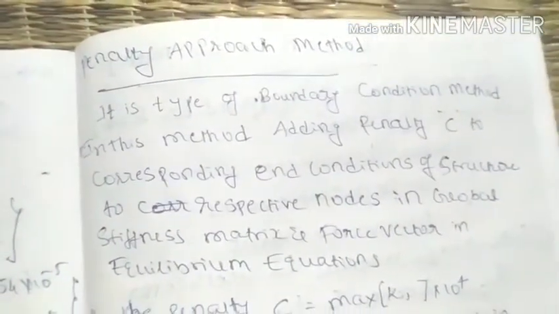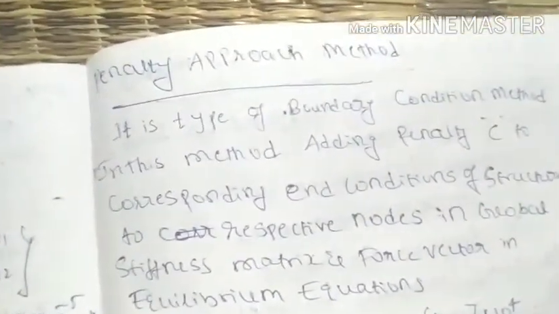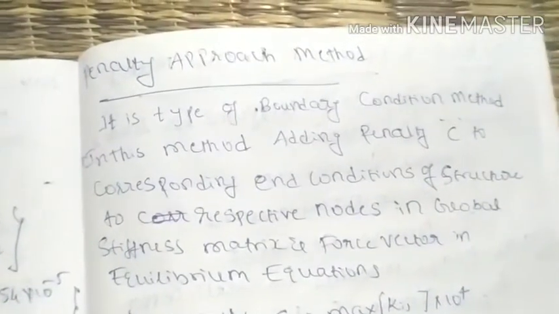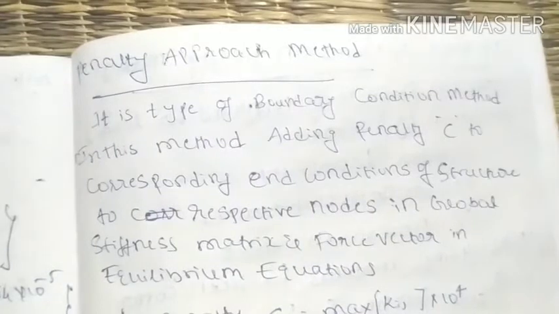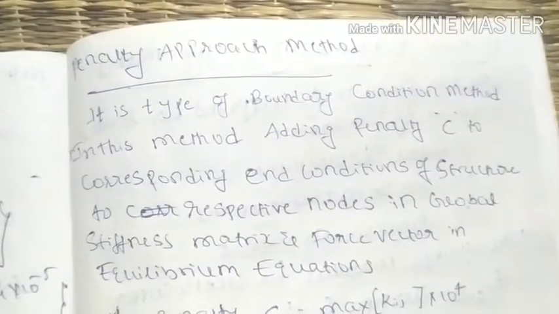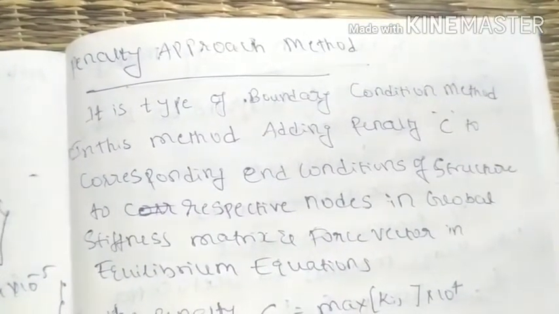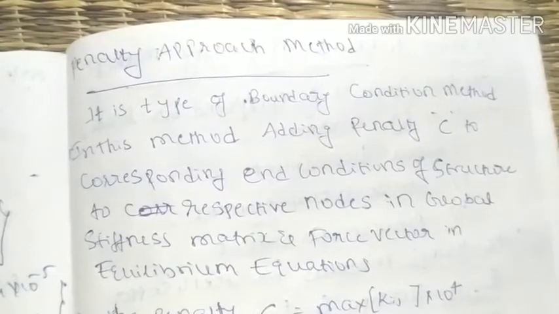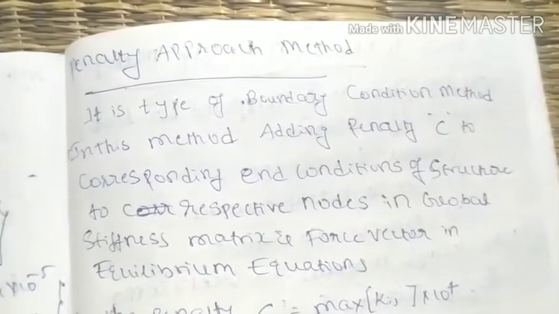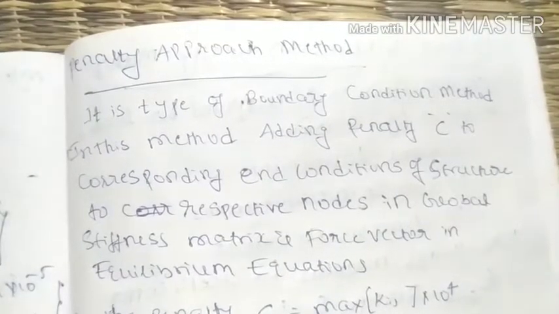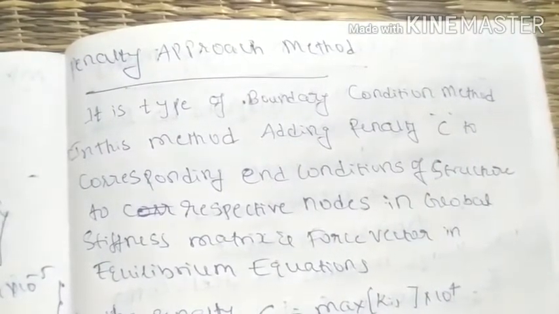Till now we have solved the problems on the elimination approach method. So now we are moving to the next type of boundary condition method, that is known as the penalty approach method. As per the examination, it is also very important. We'll see how this boundary condition is approached by using this method, and we'll solve the problems on this.